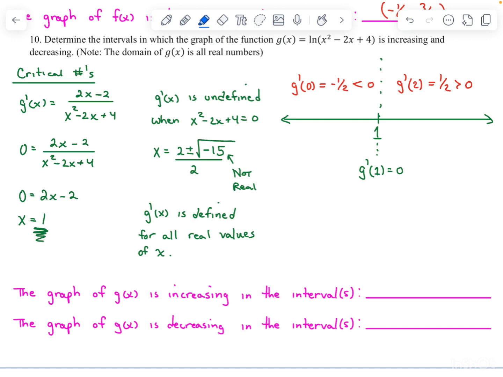So the graph of g of x is decreasing in the interval negative infinity to 1. The graph of g of x is increasing in the interval 1 to infinity. And we are done.